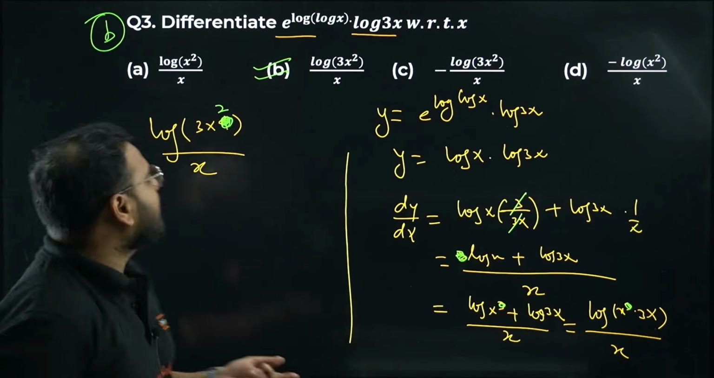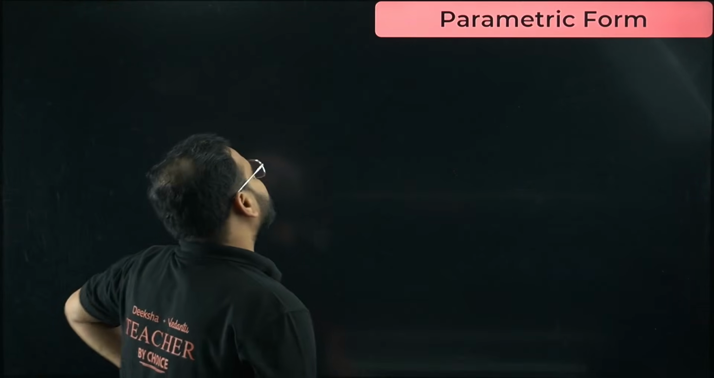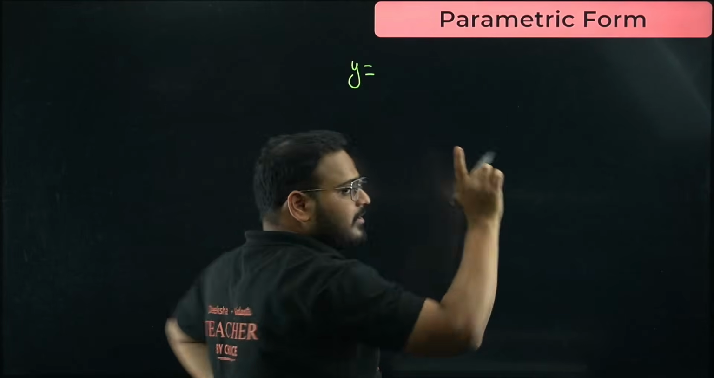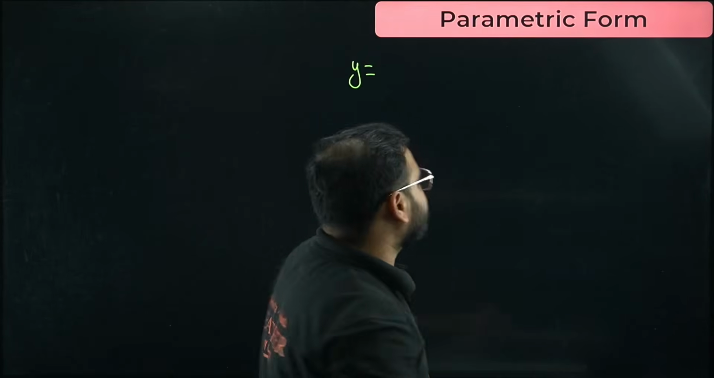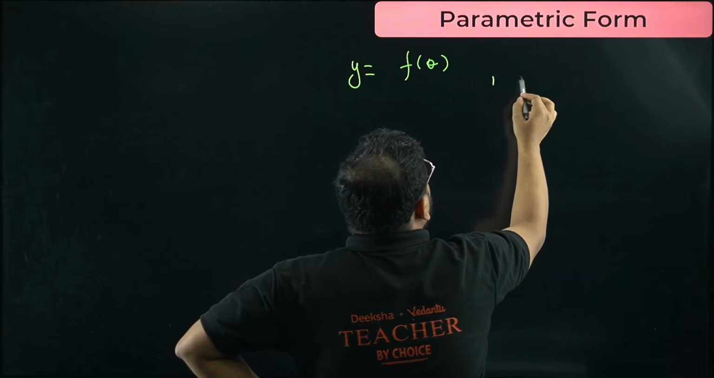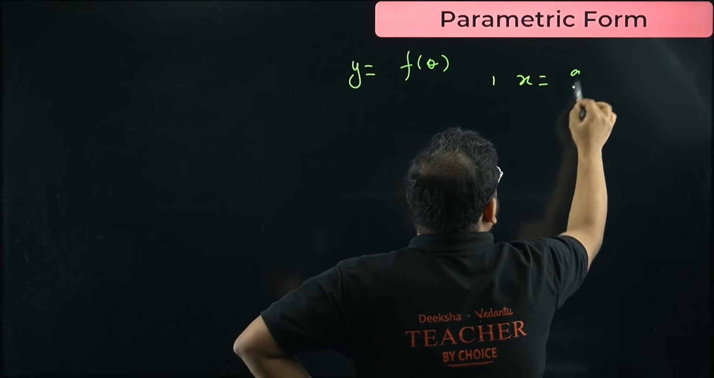Let's move on to question number 4. But before that, we have something else. Let's have a look at parametric form. What we do in this, if you remember, is if I have a function given like this, y in terms of a parameter, let's say a function of theta. We also have x in terms of another function, g of theta.